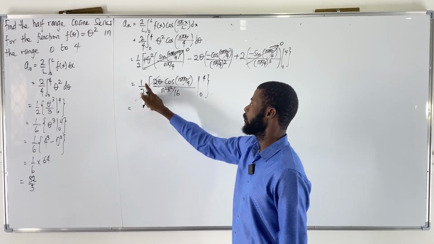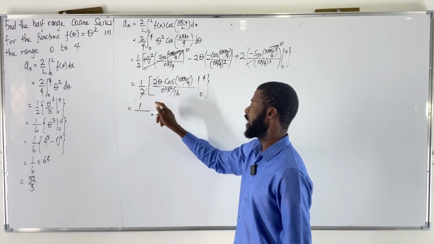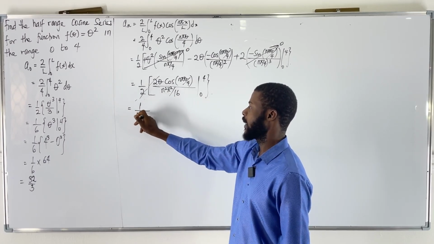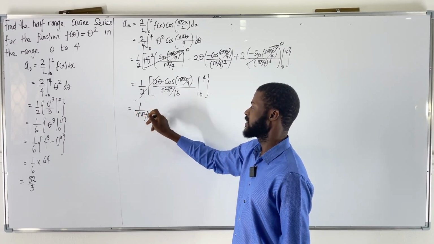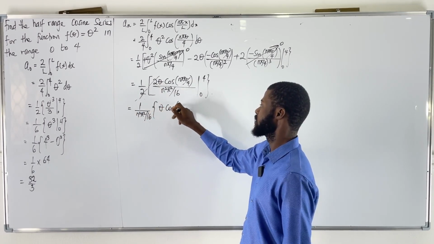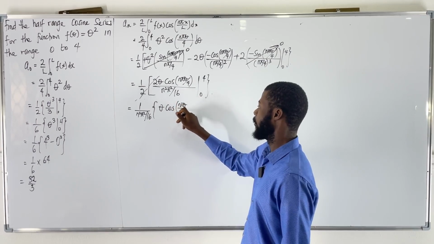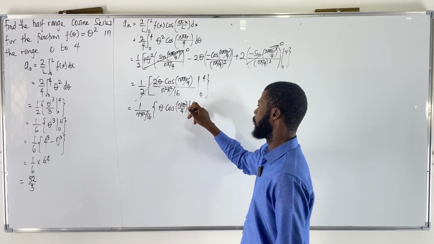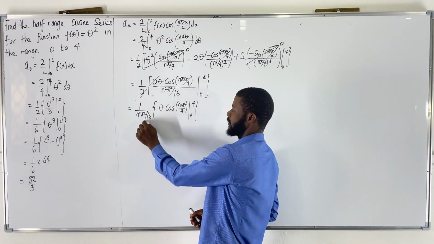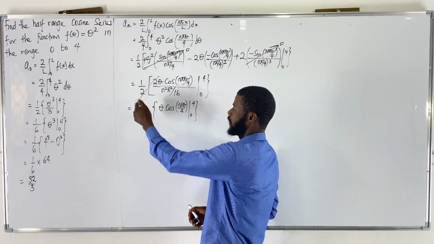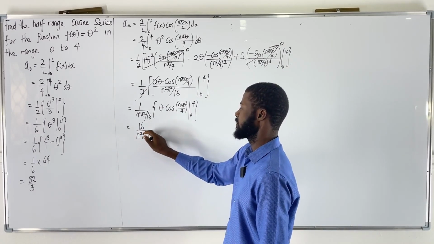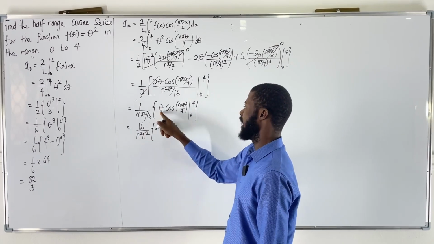So what will be remaining will be 1 over, now this n squared pi squared over 16 can come outside. So this is n squared pi squared over 16. The one that will be left is theta cos n pi theta over 4 from 0 to 4. Now I can bring out this over 16. I can take the over 16 to the top. So this becomes 16 over n squared pi squared. The one that will be left will be this.